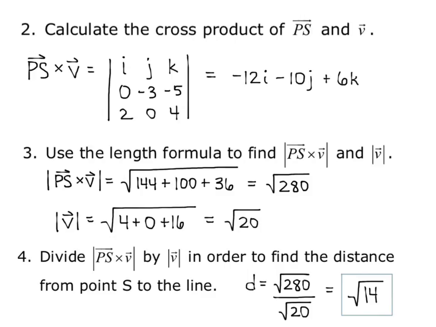So to use this formula, always follow these steps. Find your points, find your vector PS, cross that with your direction vector V, find the magnitude of the cross product and the magnitude of your direction vector, and then divide.